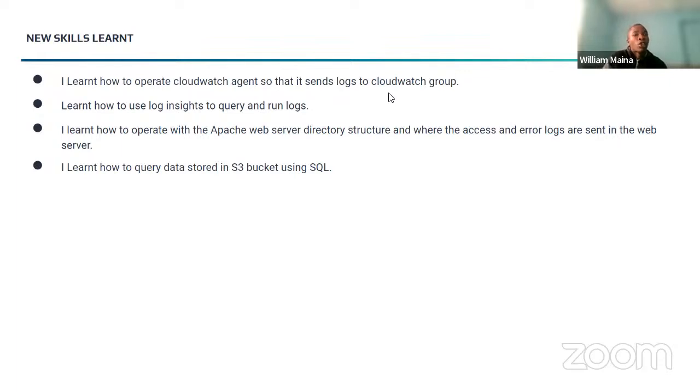So basically, the Cafe website runs on the Apache web server. So it's important for you to be familiar with the web server in order to have the access and error directory structure so you can operate it effectively. Also, I learned how to query data stored in S3 using SQL. So basically, when you back up the data in S3, it will be easy for you to query particular data in terms of particular fields using SQL.